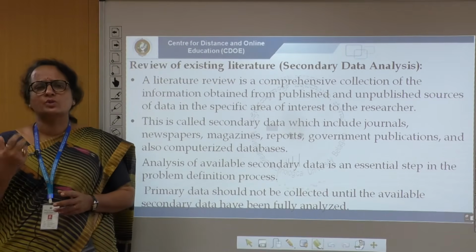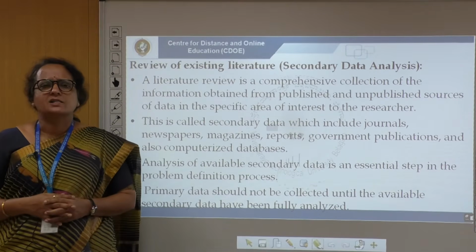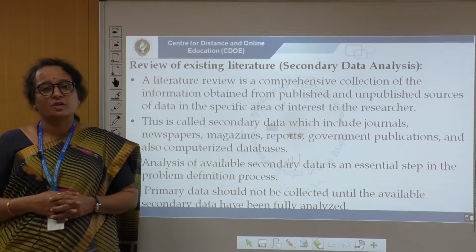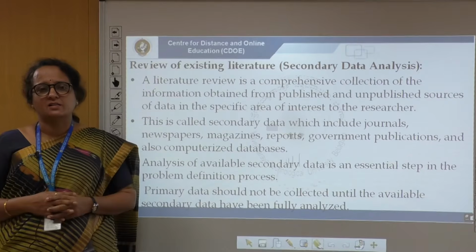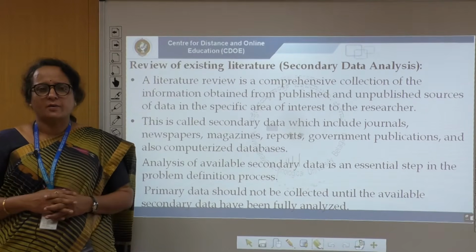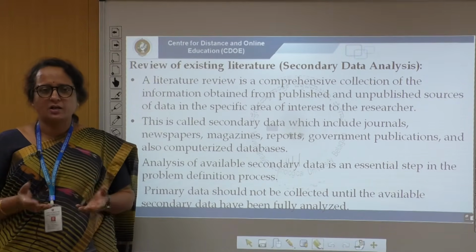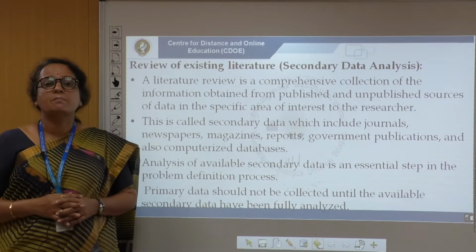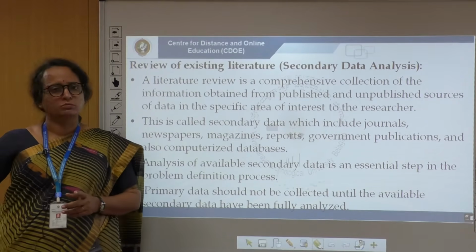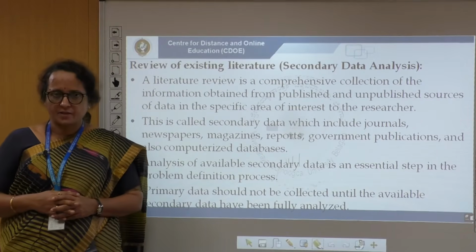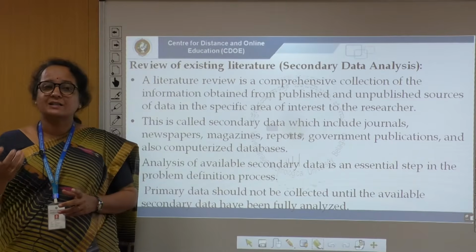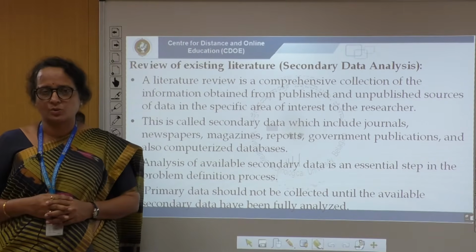This is one of the best sources of understanding the nature of the problem. Reviewing existing literature is also called secondary data analysis. Available data is nothing but secondary data. The data which is already available, which is collected by somebody else for some other purpose some time ago, is called as secondary data. So always researchers collect this secondary data from different sources.